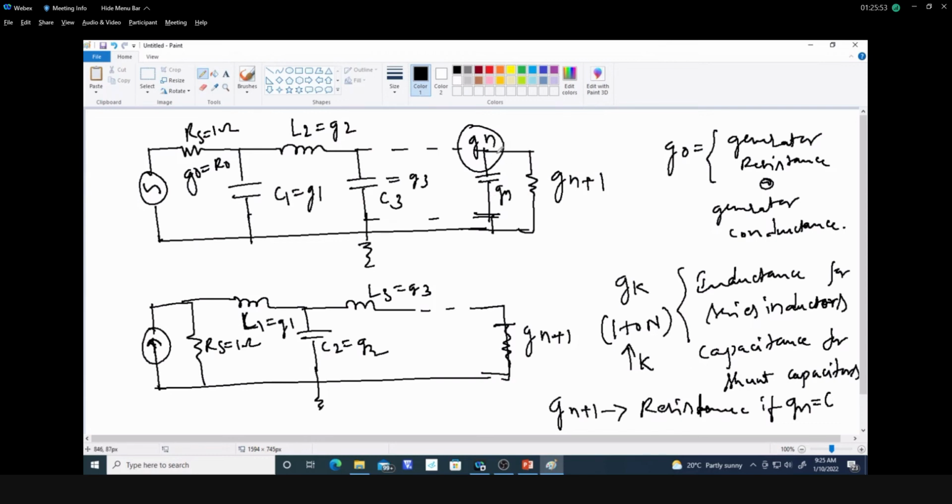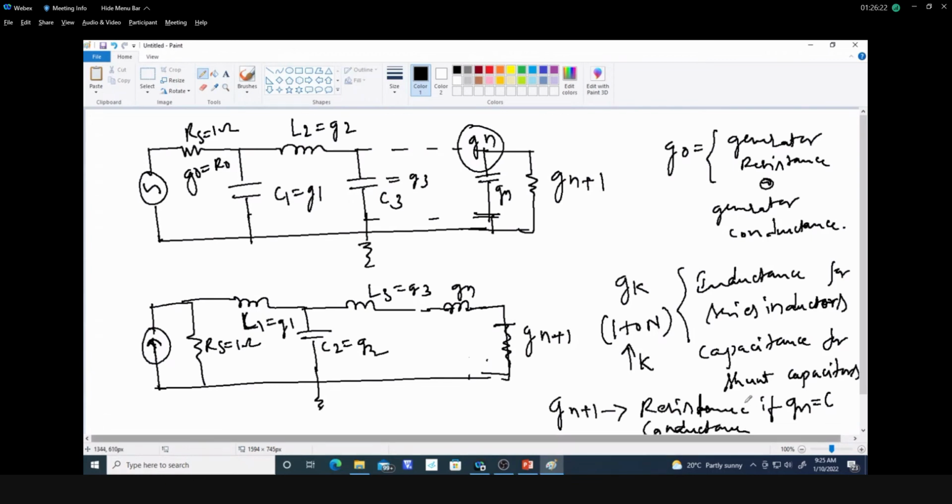Now if I have the Gn which is an inductor, sorry, a series inductor, not the parallel one, if I have the Gn element as a series inductor, then the load is a conductance.